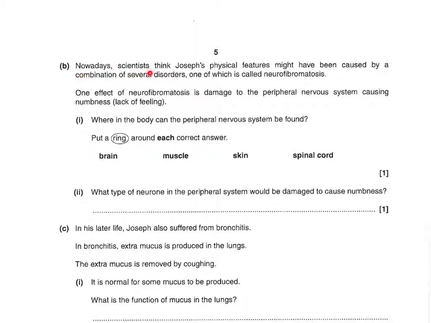Next question. Nowadays, scientists think Joseph's physical features might have been caused by a combination of several disorders, one of which is neurofibromatosis. One effect of neurofibromatosis is damage to the peripheral nervous system, causing numbness. Where in the body can the peripheral nervous system be found? Put a ring around each correct answer. So there's 2 here. It's the muscles and the skin. You have to have both of them for that 1 mark. It says, what type of neuron in the peripheral system would be damaged to cause numbness? And that's a sensory neuron.